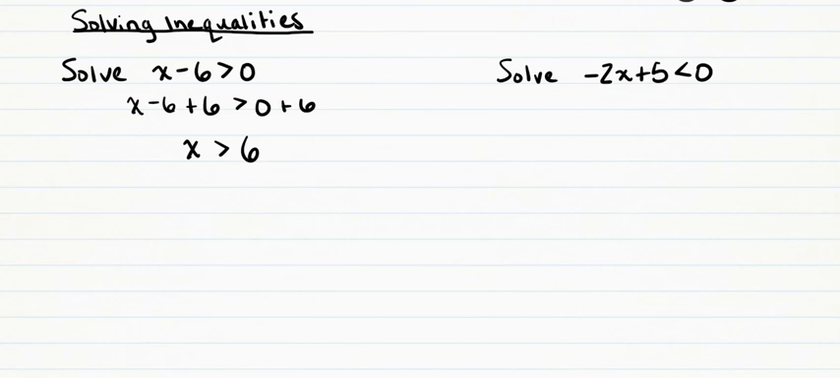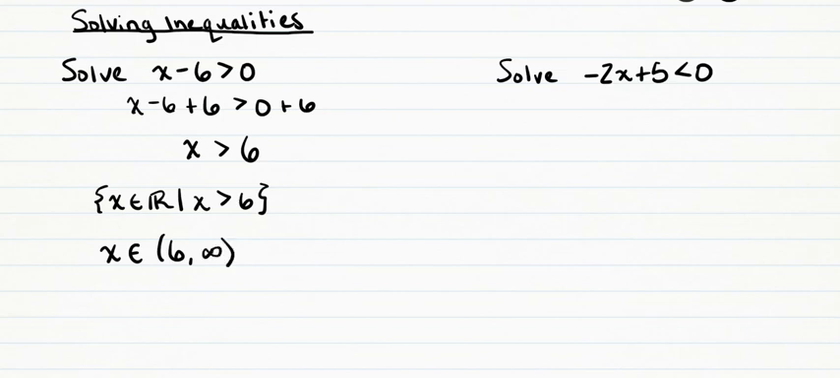And I can write that solution set using set notation, so x is any real number such that x is a number greater than 6, so not including 6, just greater than 6. Or I can write the solution set in interval notation. So x can be any value greater than 6. So we would say starting at 6, but not including 6, so we use an open bracket, up to infinity.